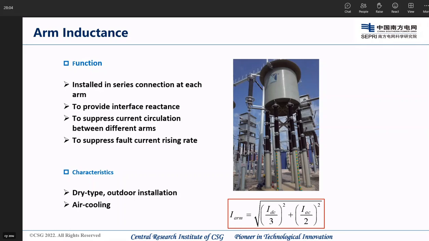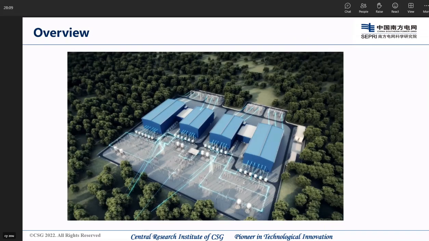This is a typical 3D design drawing of a VSC HVDC station. The upper side of the picture is the AC side of the system, and the lower part is the DC side. You can see most of the land of the station is occupied by the converter valve hall. There are no AC filters, so the AC yard is very small, but the AC valve hall is much bigger than those in LCC.